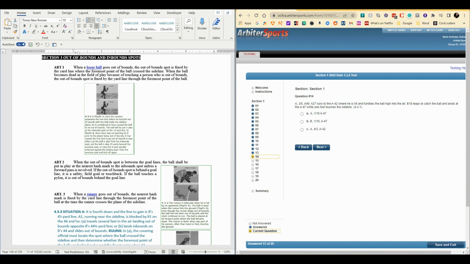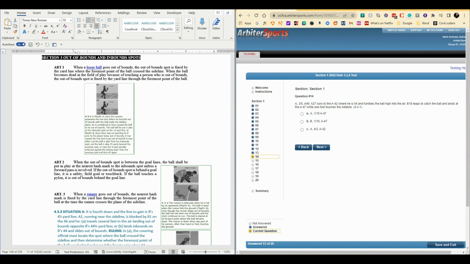Okay, question number 14. A 3rd and 5 at the A40. A27 runs to the A42, where he is hit and fumbles the ball high into the air. B18 leaps to catch the ball and lands at the A47 while 1 foot touches the sideline. Okay, so again, we've had this question before, and in the other one, the player caught it in the air, airborne, landed out of bounds. This is the same situation.